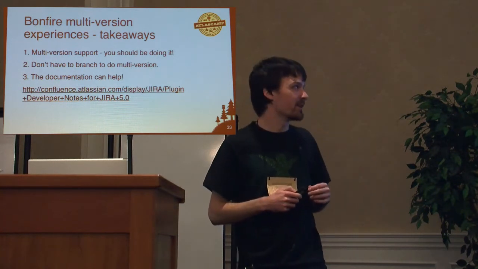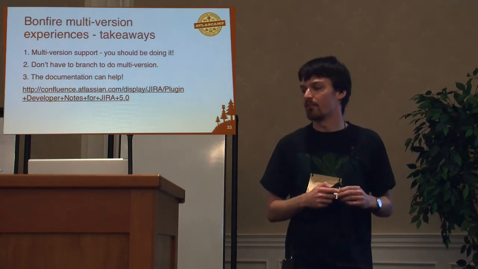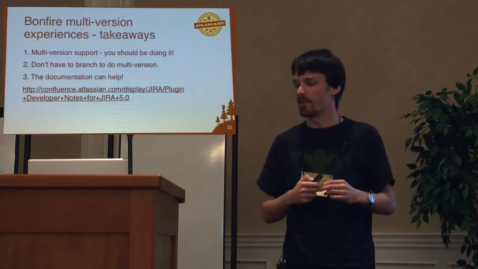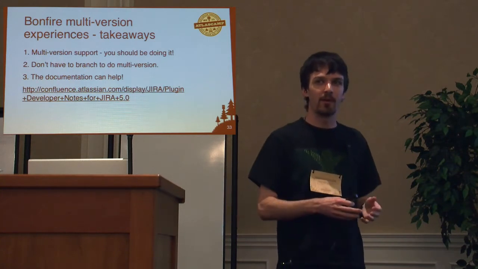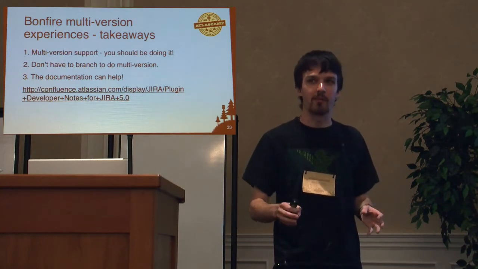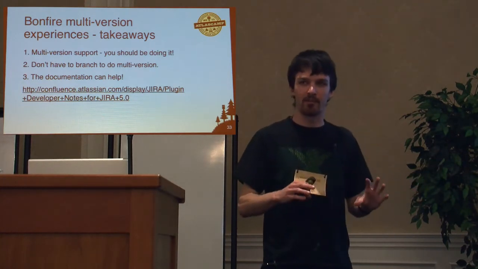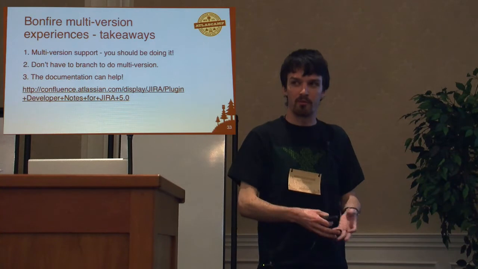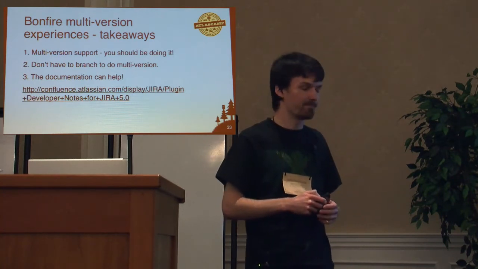And the third major takeaway is that the documentation can help. And I believe this is an old link, but developer.atlassian.com should have links for plugin developer notes for each of the JIRA versions. And these will outline the things that are likely to break between JIRA versions for your plugin. And reading these is an excellent resource for working out what problems you may face when you do try and support more than one JIRA version.